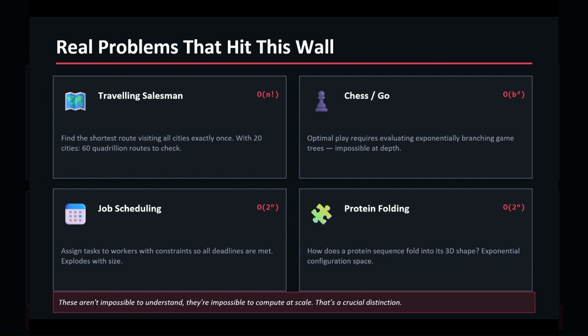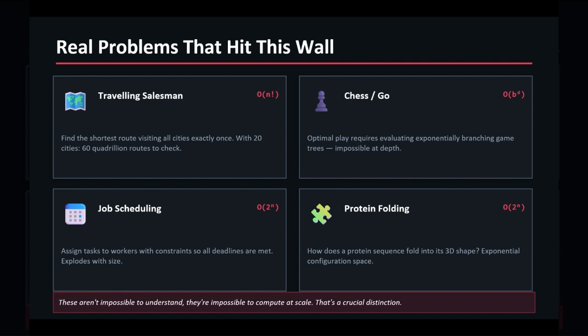Another one is chess and go. Even with the best hardware, optimal play requires looking ahead through a tree of moves that grows exponentially with depth. Modern chess engines use brilliant heuristics, not brute force. Then we have job scheduling, assigning tasks to workers with constraints so all deadlines are met. Sounds like a management spreadsheet problem. At scale, it explodes into the exponential.